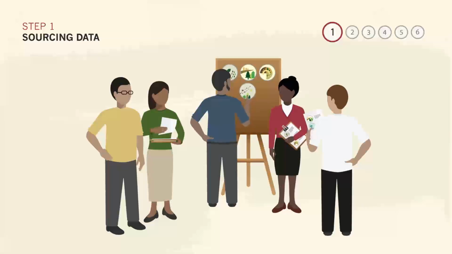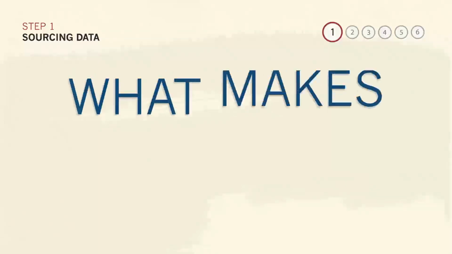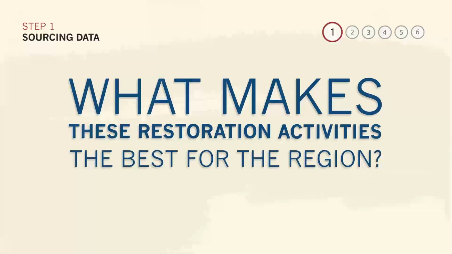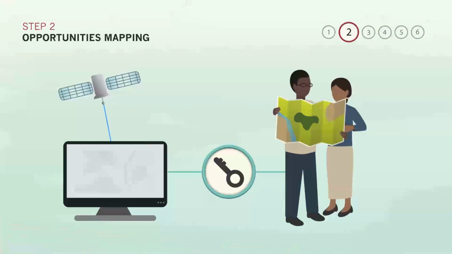Now is the time for stakeholders in your assessment regions to pick the best activities based on local goals and needs. Ideally, you will leave this stage with 5 to 15 restoration activities that can be considered priorities. Be prepared to defend this list and have good answers to the question, what makes these activities the best for the region?